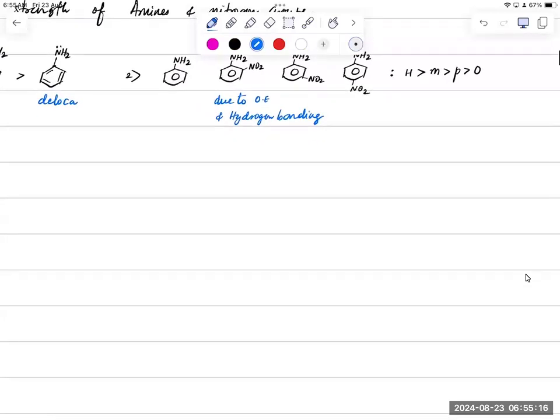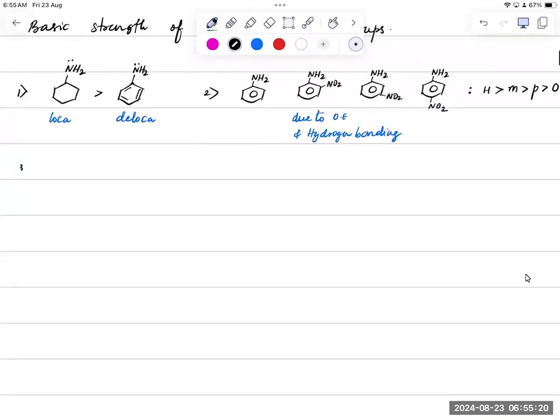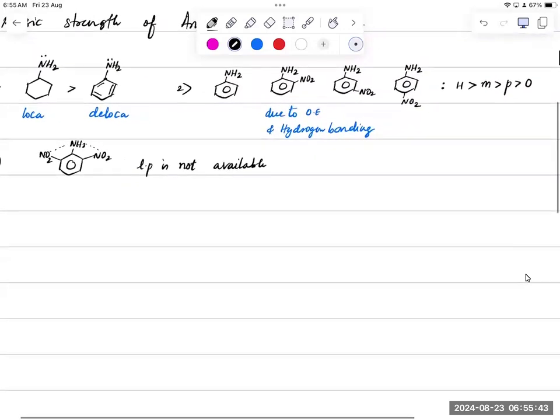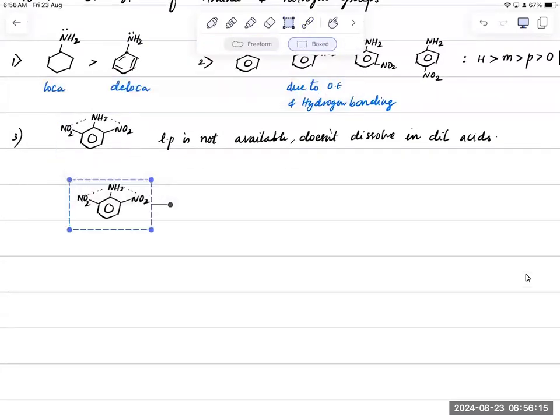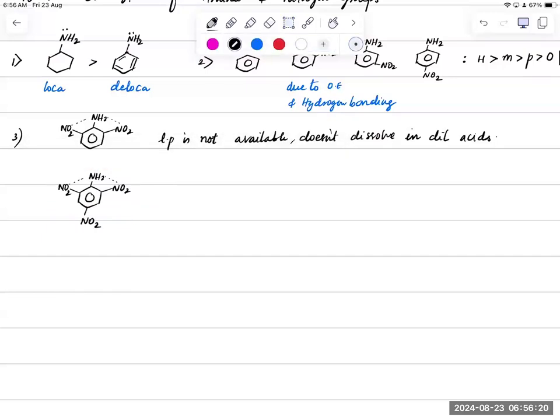And now you see, in fact, if you notice this case, suppose where you have NH2 with two NO2 groups here, this will have such strong hydrogen bonding with hydrogen here that the lone pair is not available at all for bonding, and this will be hardly a base. Correct? So it does not dissolve in dilute acids. That it does not dissolve in dilute acid is an indication that there is no lone pair available here. Correct? In fact, if you take this case here, we do not even consider that as a base.